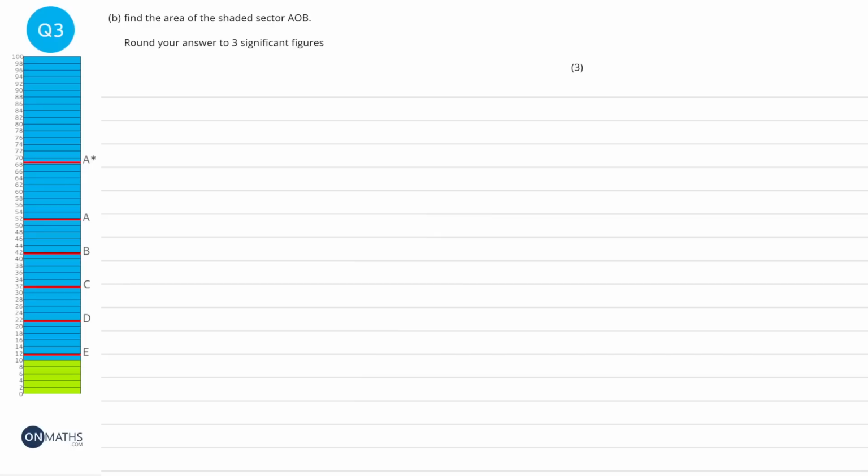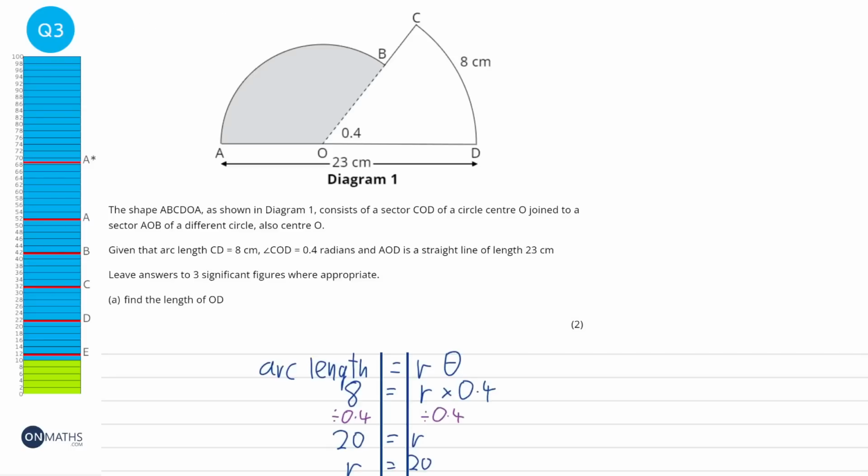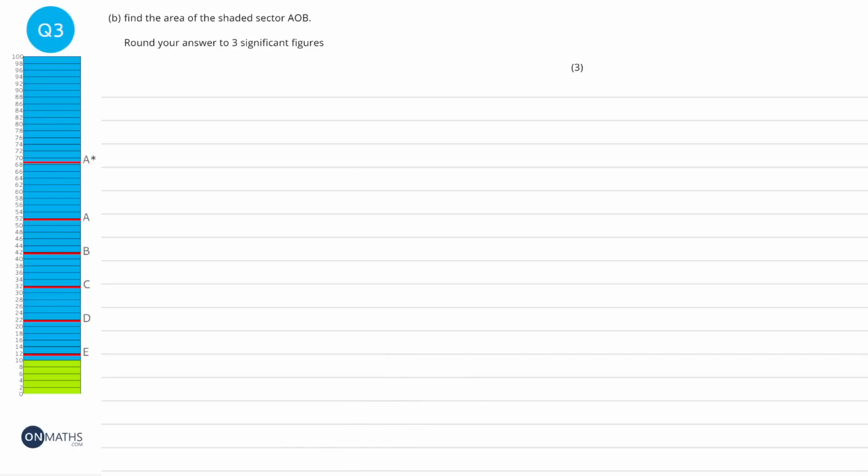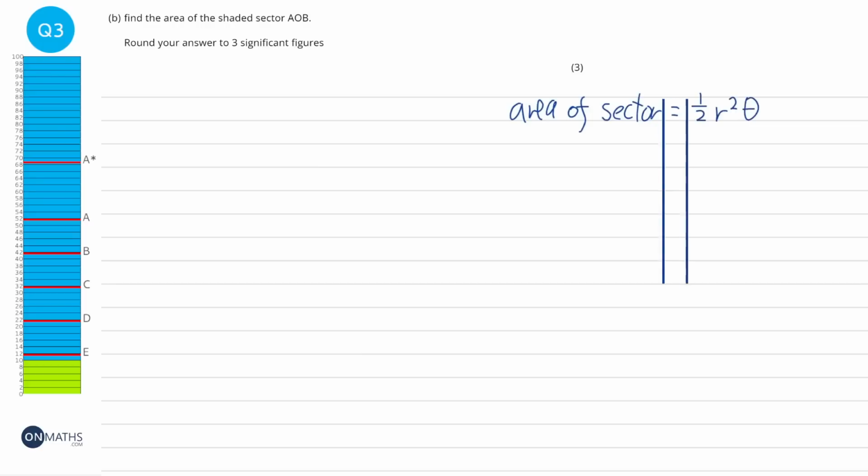We're asked to find the area of the shaded sector AOB, and AOB is going to be this part here, the bit that's shaded. So I'm going to start just by writing the formula for the area of a sector. So area of a sector is half r squared theta, only when working in radians. We'll get our lines down ready. Notice we need to find two things. We need to find r, and we need to find the angle, so radius and the angle. So let's find those things now.